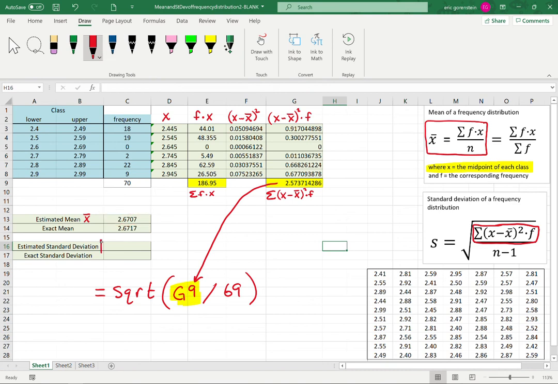And so that is going to go right here in the estimated standard deviation. I'm just going to type in exactly what I just wrote on the screen: equal SQRT, parentheses, I'll select the G9, divided by 69. So now we've executed the entire standard deviation formula.